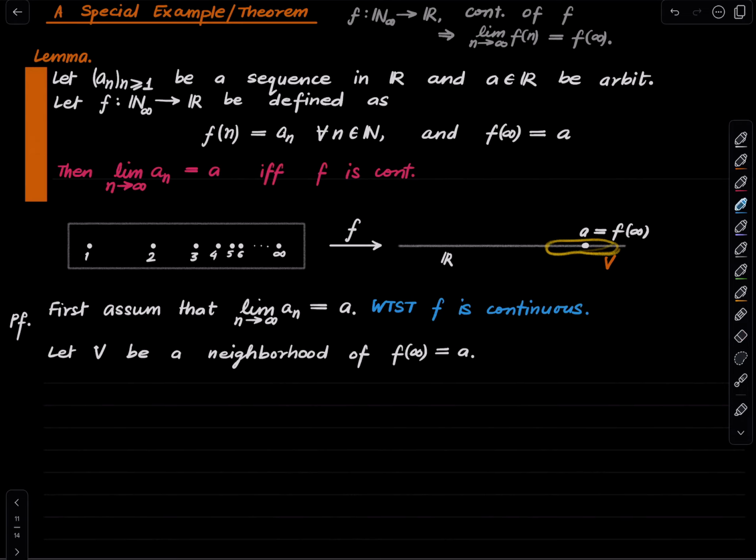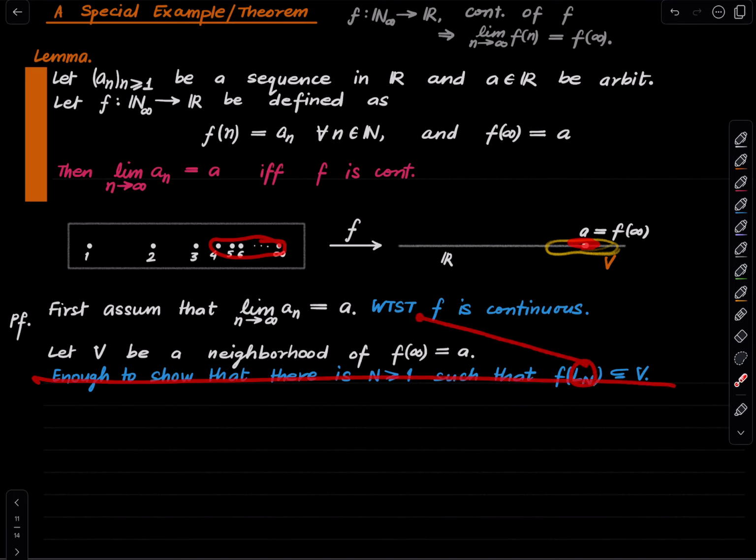What do we need to show? Enough to show that there is some natural number n such that f of L_n maps inside V. Right, because what do we need to do? We need to find a neighborhood of infinity which goes inside V under the function f. And if we establish this, L_n will serve as that neighborhood. So please realize that this is what we need to do.